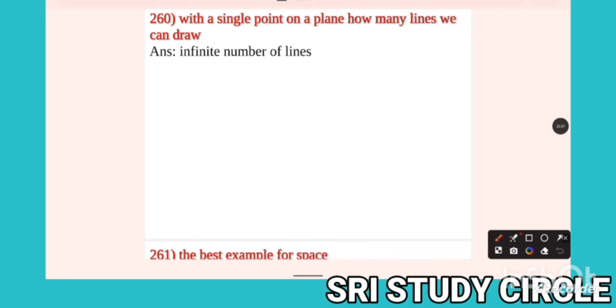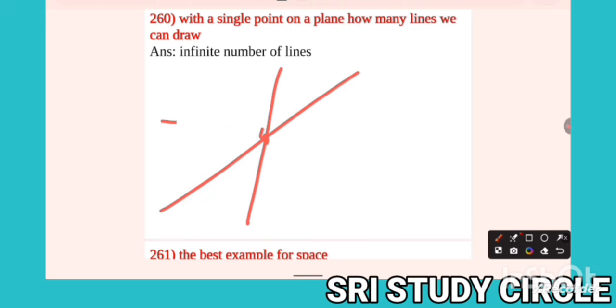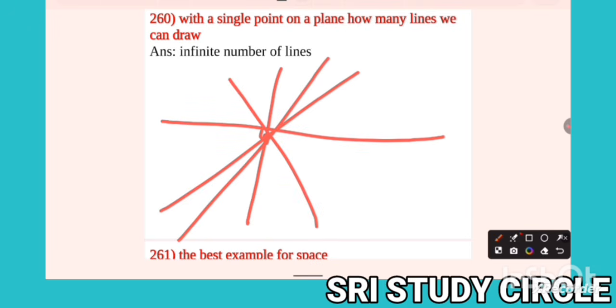With a single point on a plane, how many lines can we draw? Suppose this is 1 point here. This is 1 line. Next one. Next one. How many lines can we draw here? Infinite. How many lines can we draw here? Infinity lines.